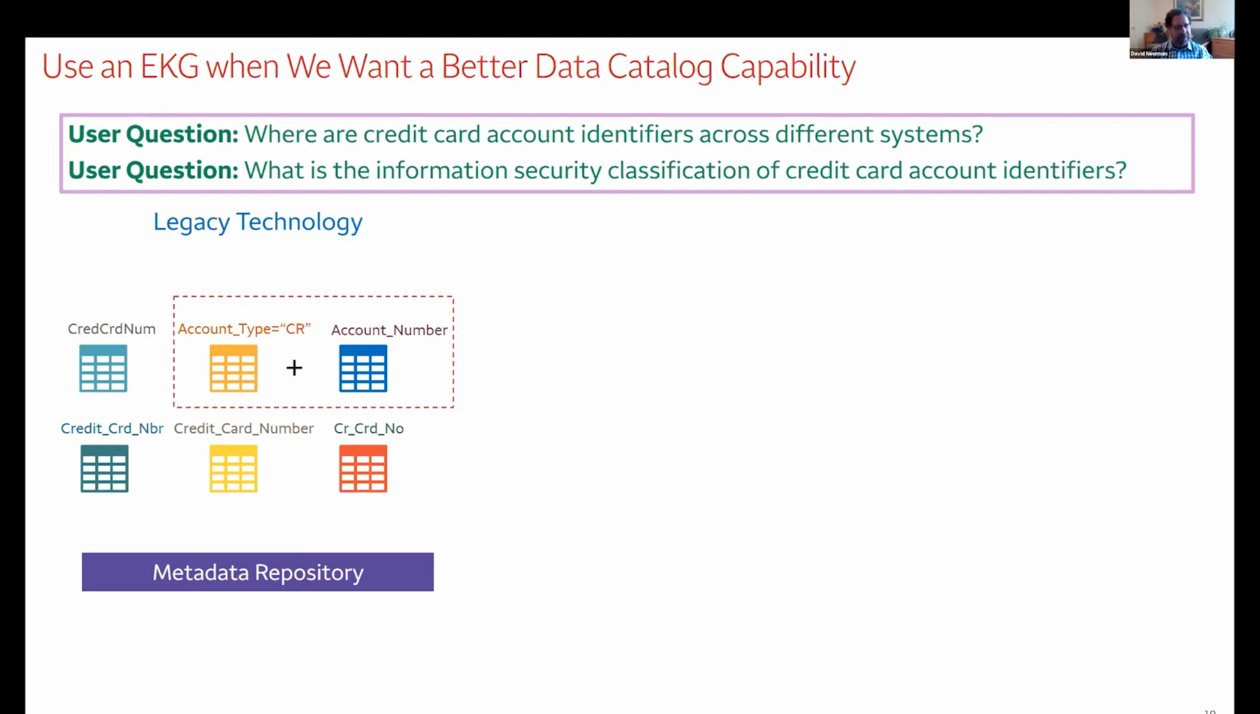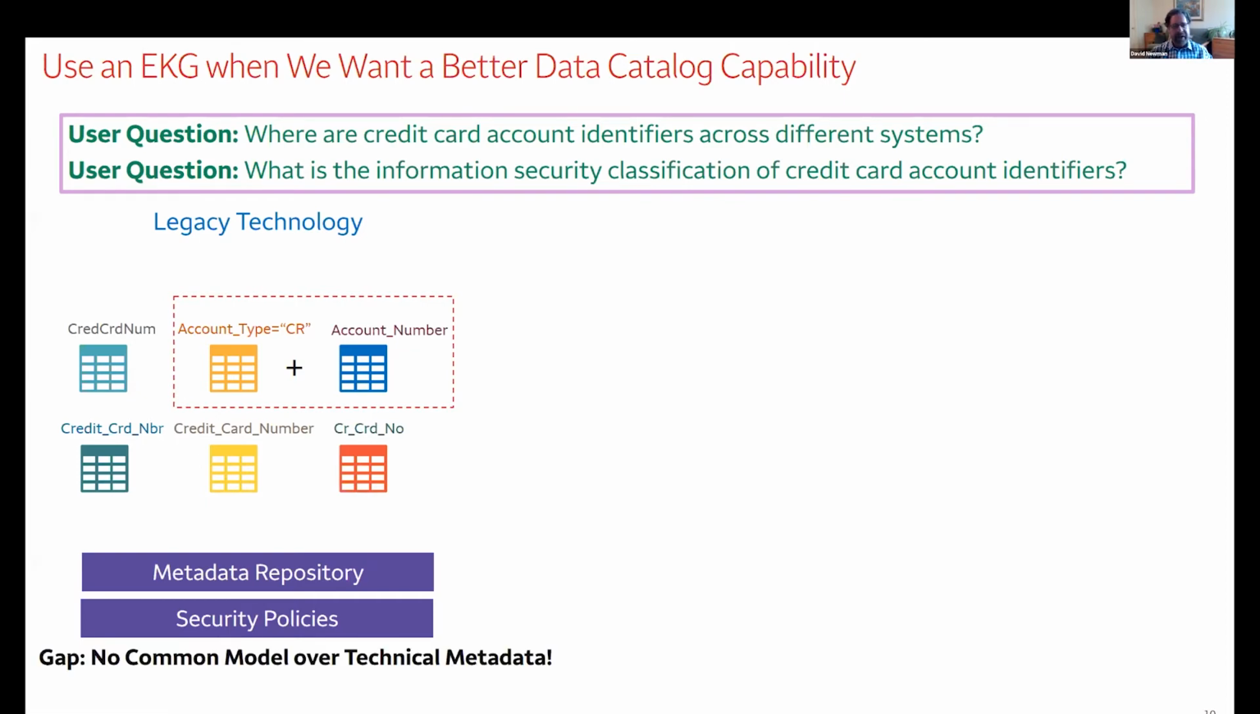With metadata repositories, you almost have to know what you're looking for in order to look for it, because they don't give you that full context other than maybe some string search and string matching capabilities. Or for the classification, you'll need security policies to understand what is the information security classification of a credit card number, but it's not easily automatable in its current form. So the big gap with legacy technology is there's no common model over the technical metadata.